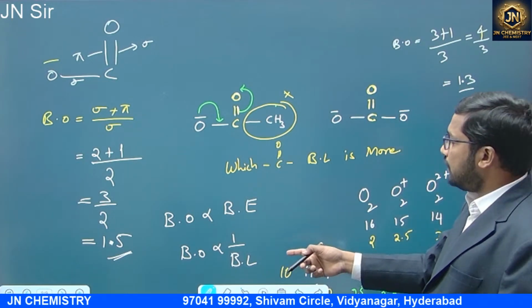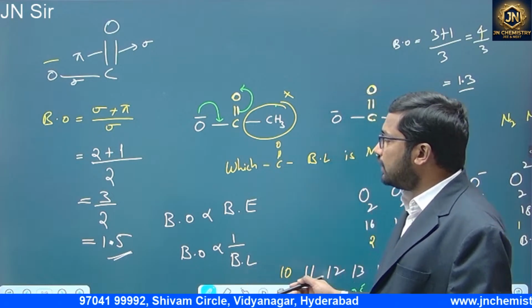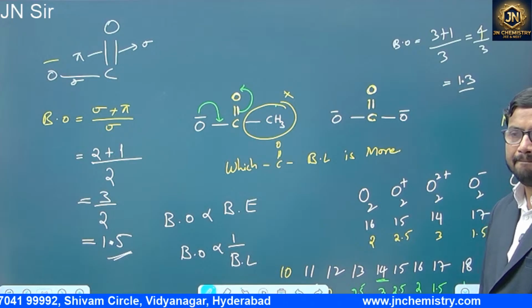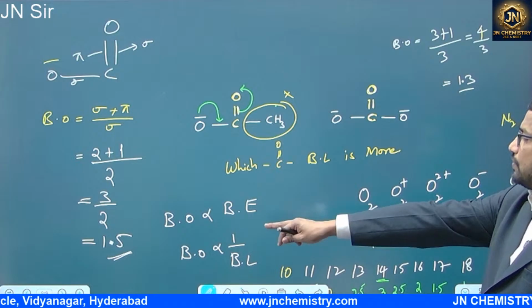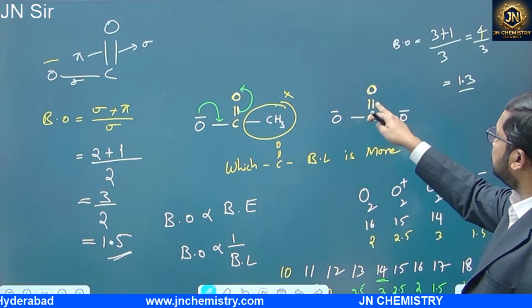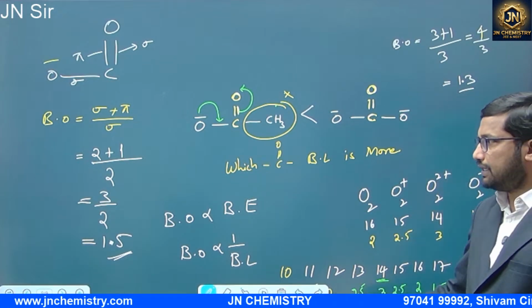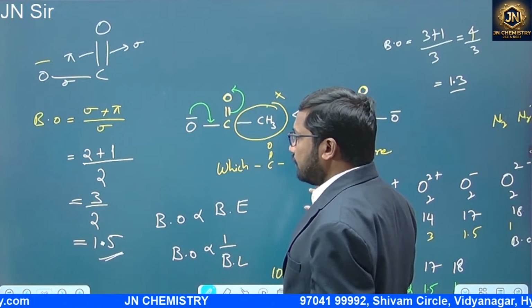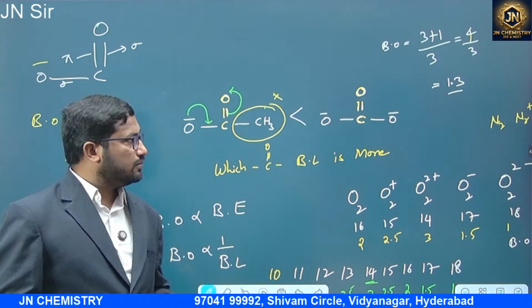So I told you bond order is inversely proportional to bond length. Which one has more bond order? The one with more bond order has less bond length, and this one has more bond length. Understood? Come on, write it down. Does anybody have any doubt in this particular case? I explained the inorganic molecules also here.